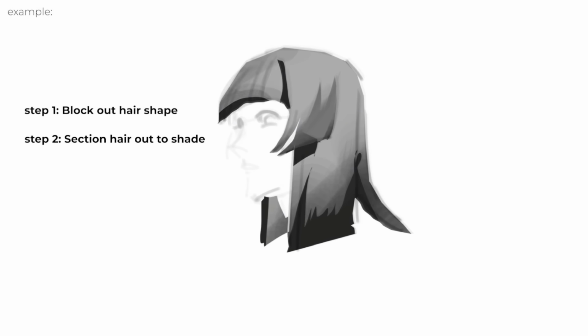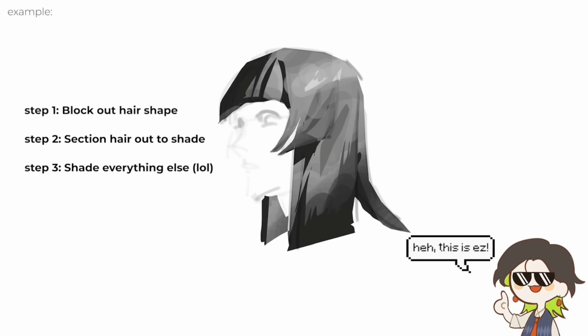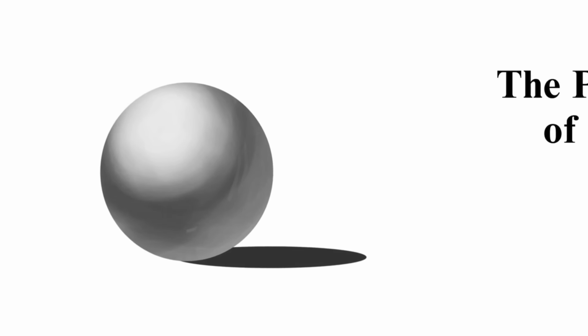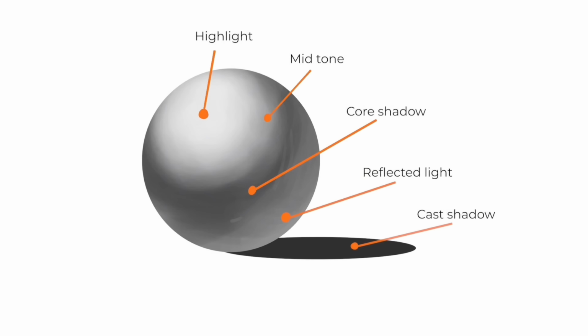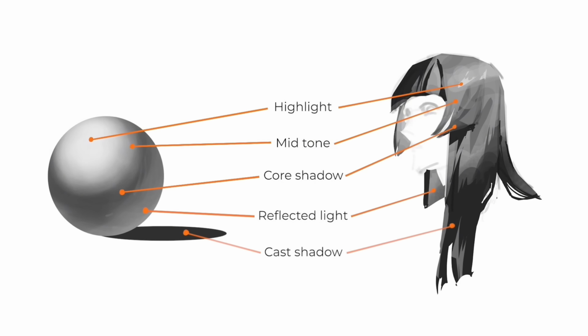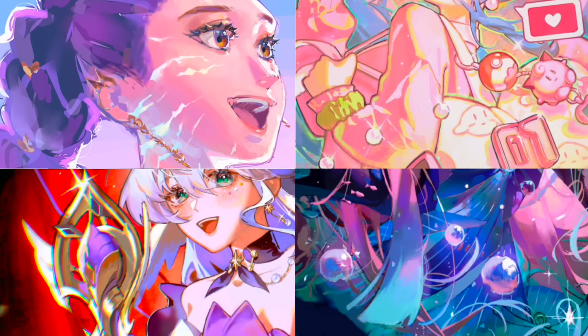Next, we will start the process of detailed shading. You might think that shading is just making areas darker and that's it, but there's much more than that. Here comes the principle of shading. Shading often consists of highlights, midtones, core shadows, reflected lights, and cast shadows. You can see how I've used this technique in my drawing to create more believable hair. This shading principle applies to everything: skin, clothes, metals, water, literally everything.